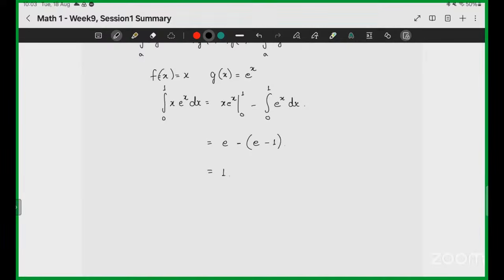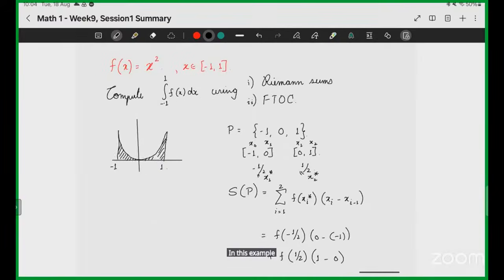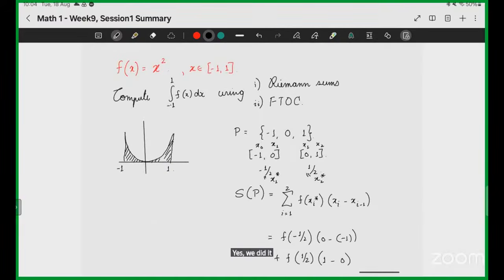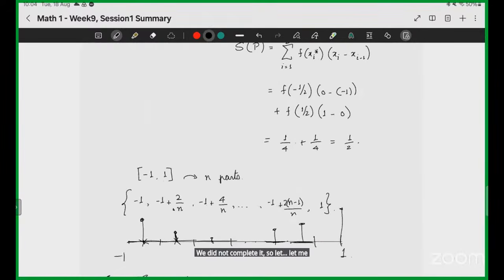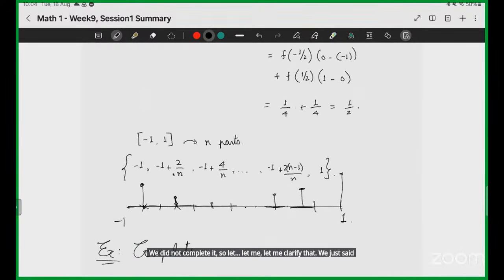Sir, I have a doubt in the example x squared. This one, we did it by Riemann sums, and we did the antiderivative method. Let me clarify that. We just said this is how we would proceed.